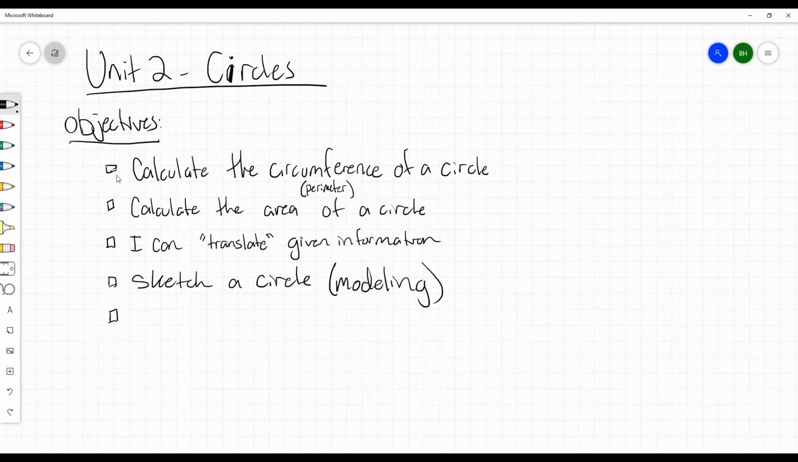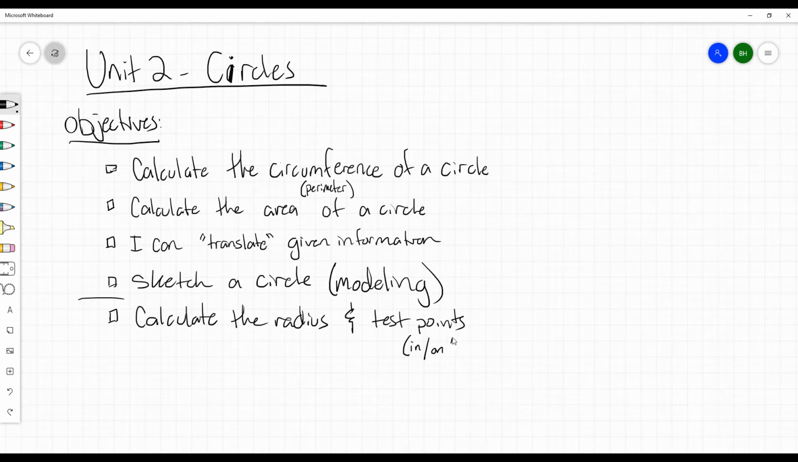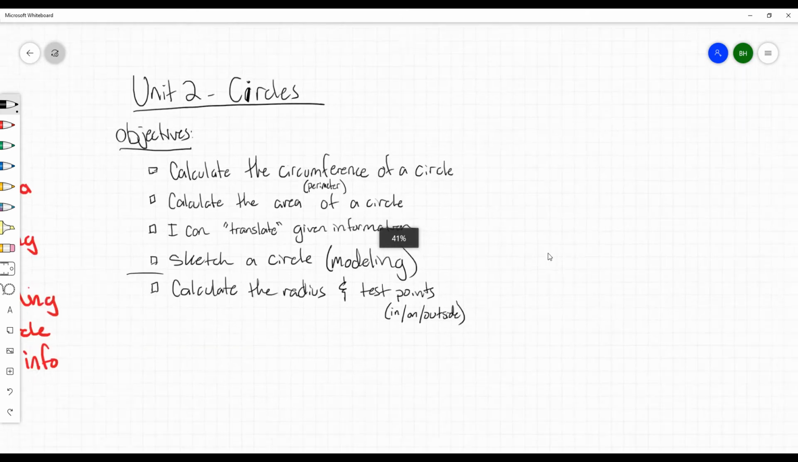Circles, that is. Okay. Another objective, this one we'll see if we can get into in this video, is being able to calculate the radius and test points. What I mean by testing points is to see whether or not they're in, on, or outside of a circle itself, and we'll see if we can get to that by the end of the video. This will be another long video, so hopefully you're here with me the whole time. If not, that's okay, but let's get started.